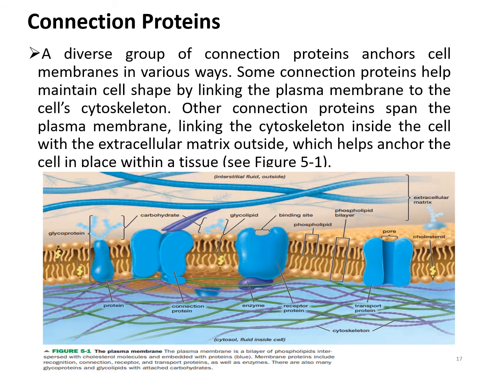Connection proteins. A diverse group of connection proteins anchors the cell membrane in various ways. Some connection proteins help maintain cell shape by linking the plasma membrane to the cell cytoskeleton. Other connection proteins span the plasma membrane, linking the cytoskeleton inside the cell with the extracellular matrix outside, which helps anchor the cell in place within a tissue.